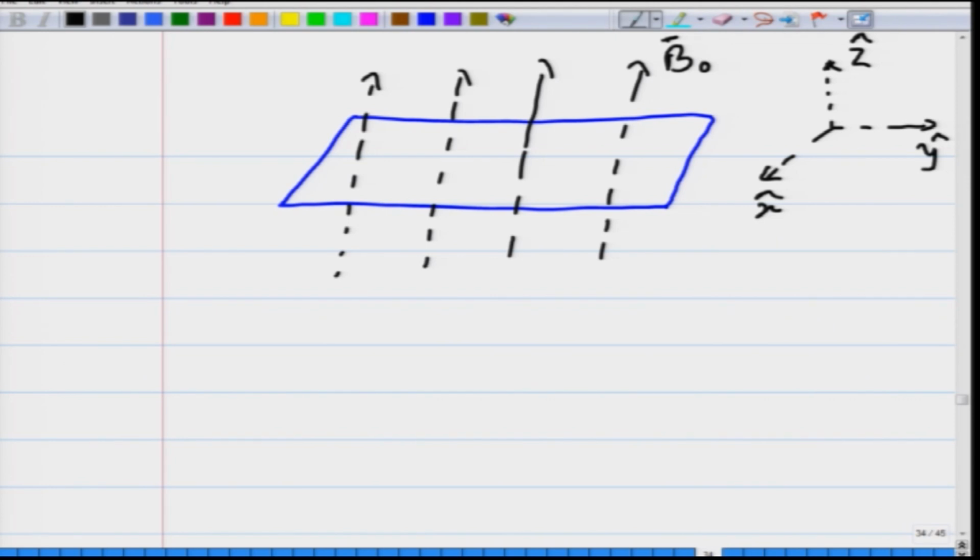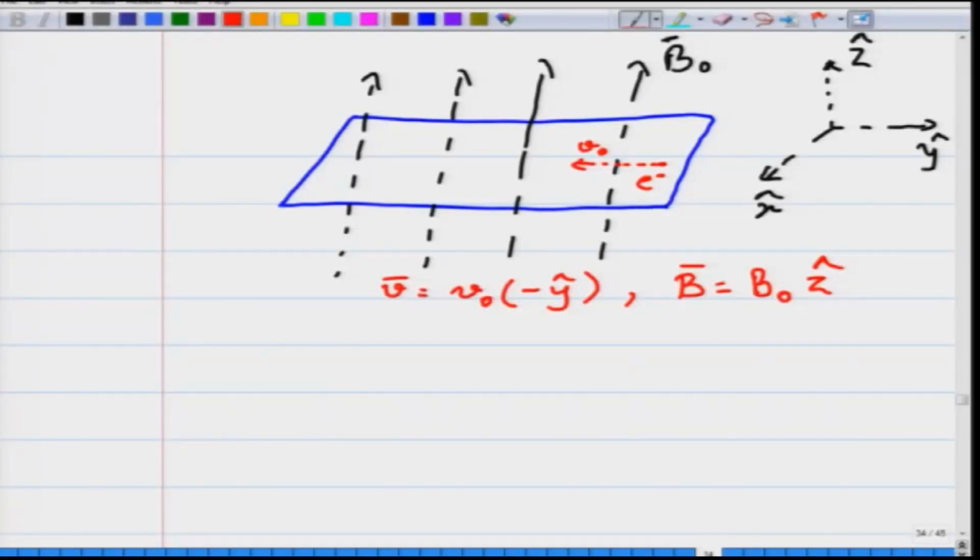Let us assume that the current is flowing in this direction, therefore, the electrons are flowing in the opposite direction. So, you have electrons which are drifting in this direction. The velocity of the electron is, let us say, V naught. They are moving with a velocity V naught in the minus y cap direction, and the magnetic field that you have applied is B naught z cap. It is along the z direction, which is perpendicular to the plane of the screen. So, the magnetic field is along the z cap direction, and electrons are moving in this direction.